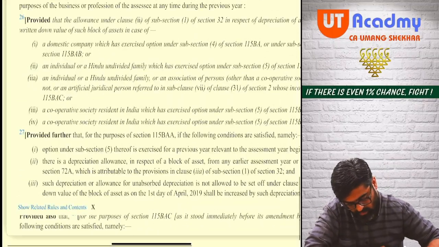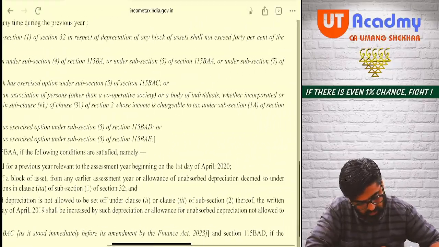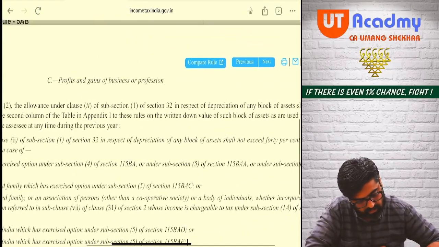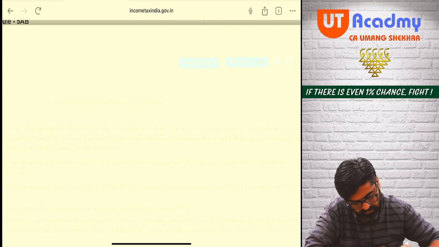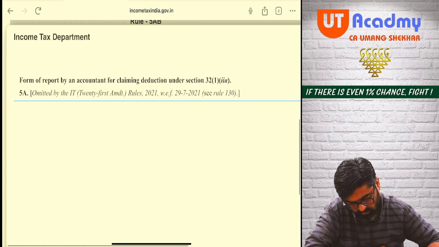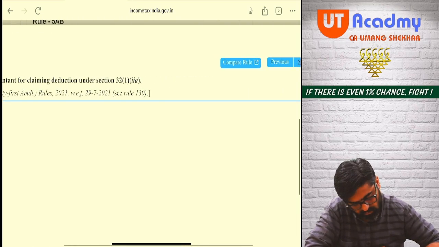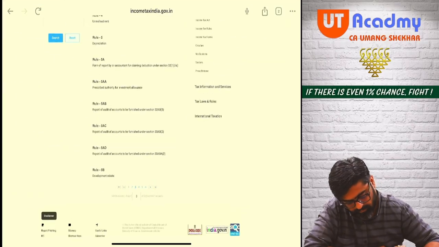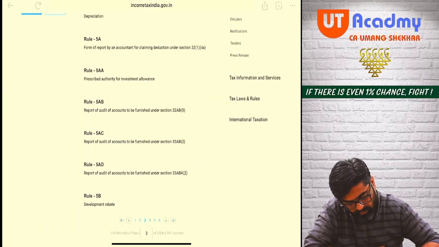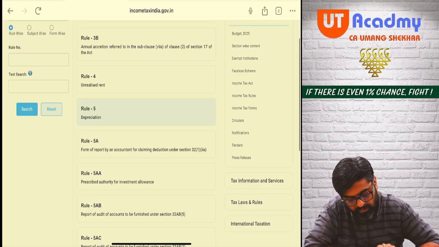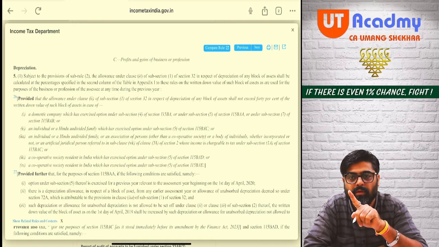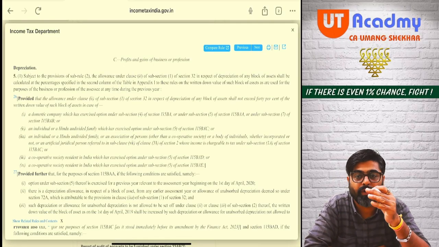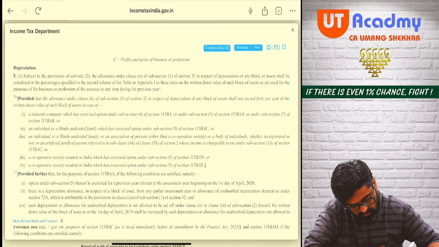I'm not able to scroll it over here. But in this Rule 5 only, after 5(1), it is Rule 5(1A). I'm not able to scroll it here. Scroll down. Okay, there is some problem.